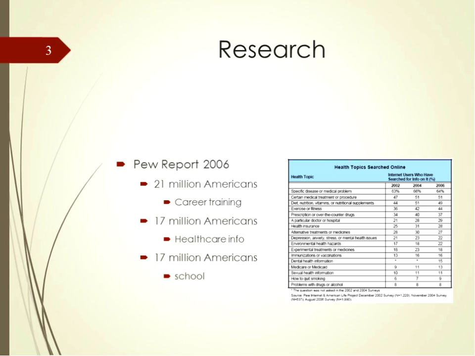As documented in the Pew Report, April of 2006, some 21 million Americans rely on the internet in a crucial or important way for career training. 17 million rely on it when helping someone else with a major illness or healthcare condition. Yet another 17 million rely on it when choosing a school for themselves or for their child.